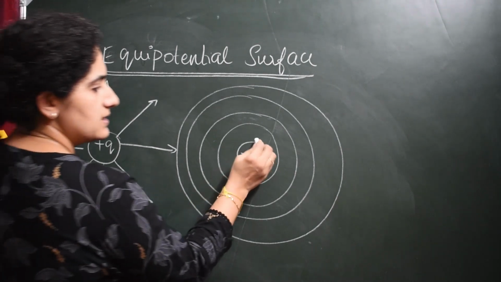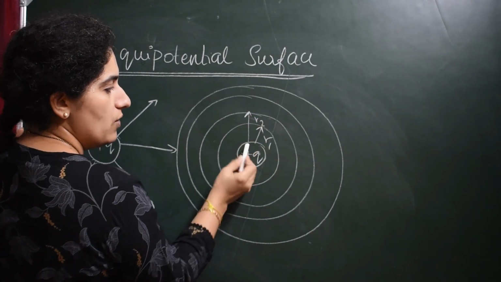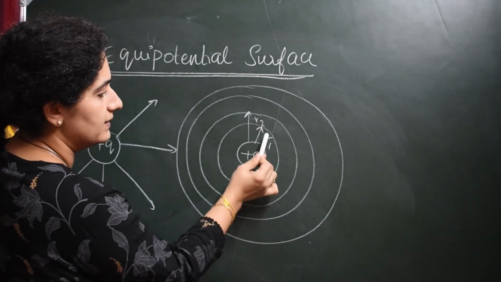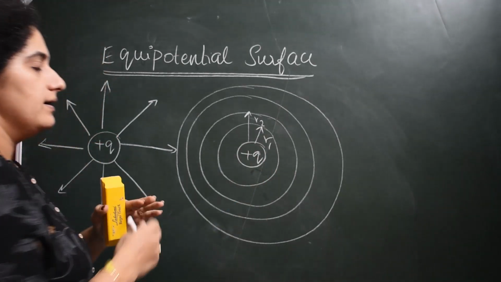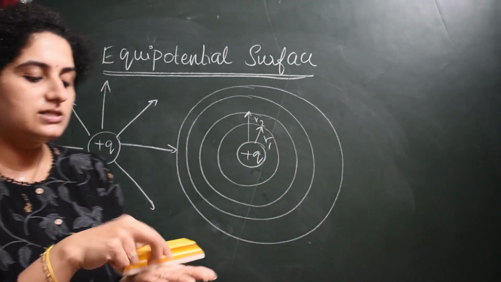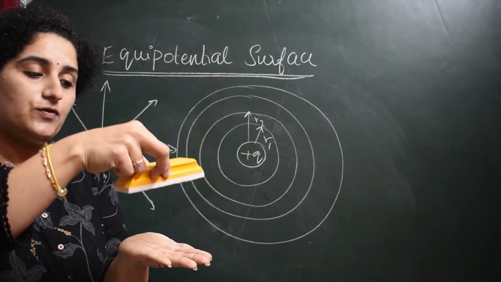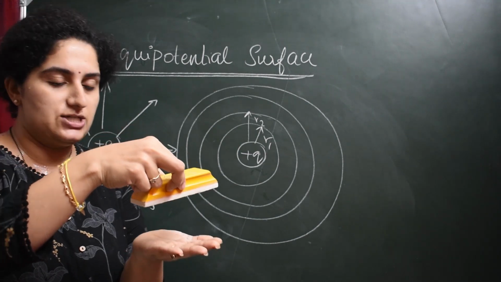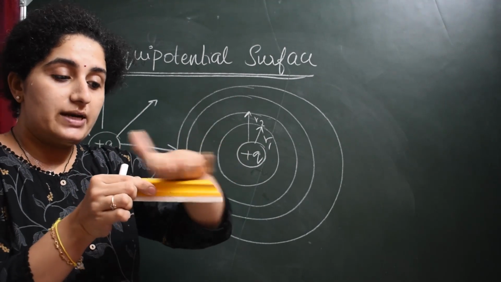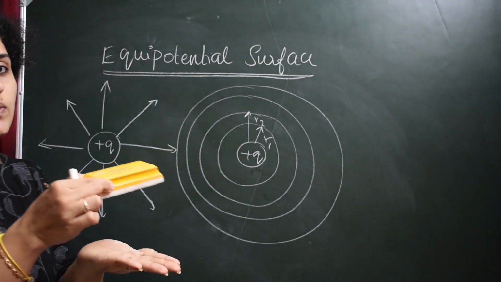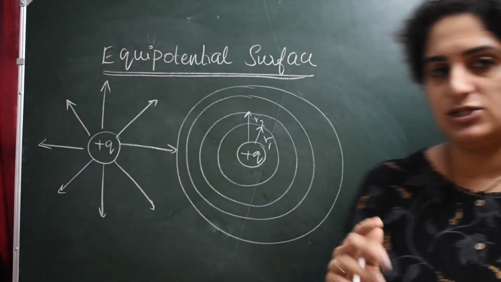So wherever you consider on this, if it is R1, if this is R2, wherever you consider the distance R1, the potential remains the same in this region. Or otherwise, if you want to consider two planes, this plane and this plane, which are two equipotential surfaces, the potential remains the same on these two surfaces. So these are called equipotential surfaces.